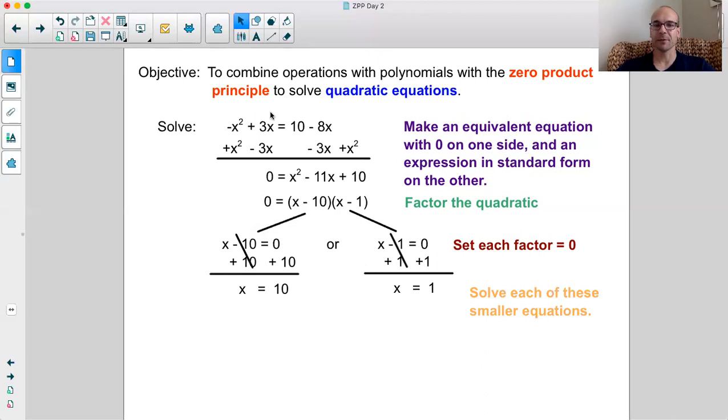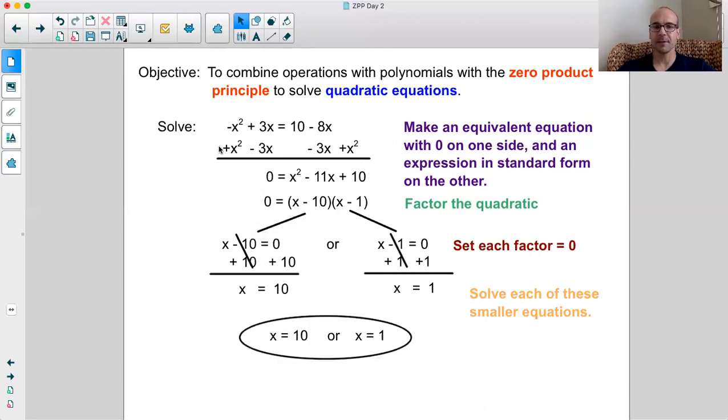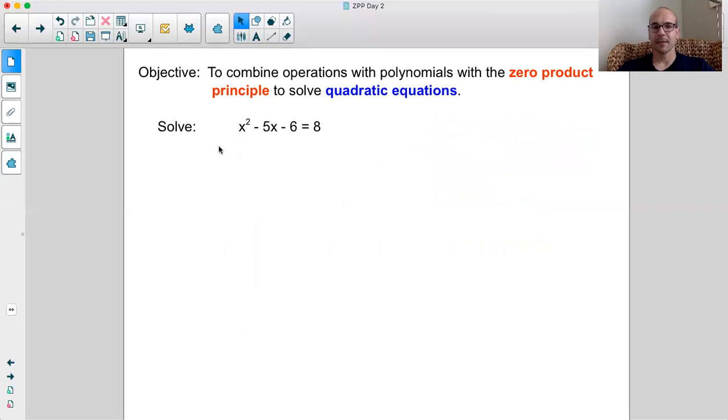And one thing I failed to mention was we knew two answers were out there because of that fundamental theorem of algebra. The highest exponent that you see in your equation is going to tell you the number of answers you're going to get. Okay, so there's our two answers. First example down. And our second one, let's see what we have here.